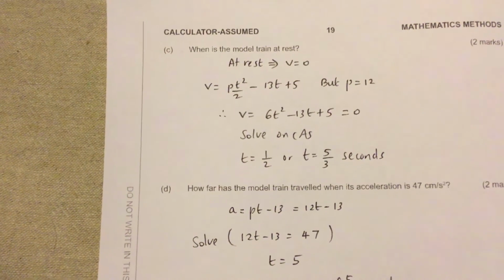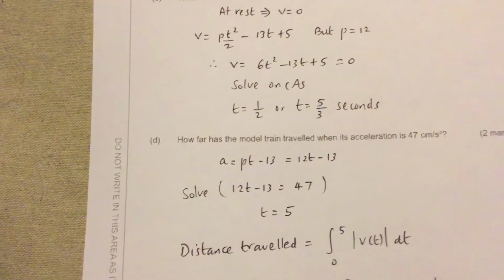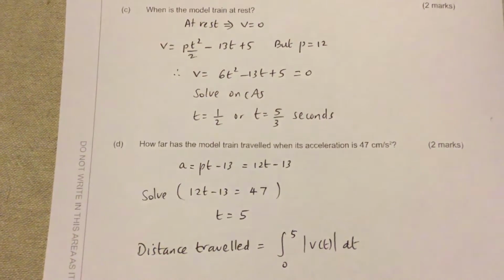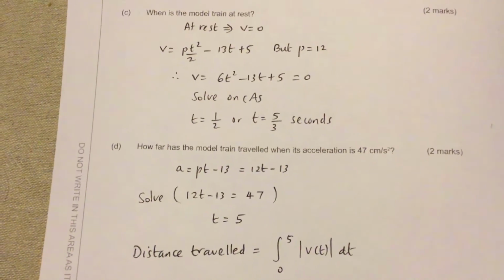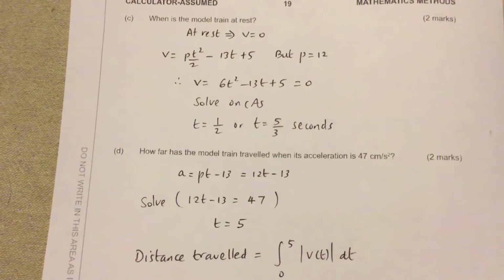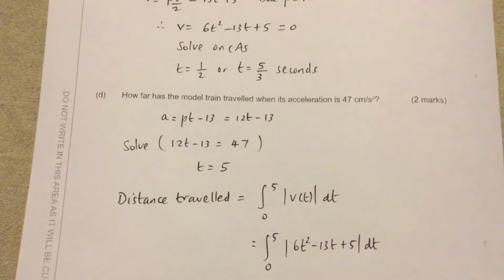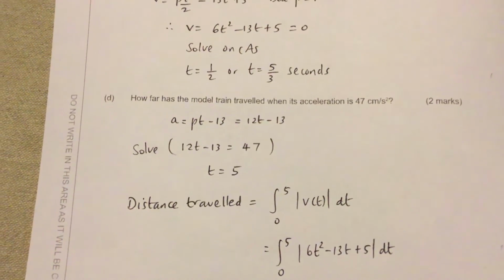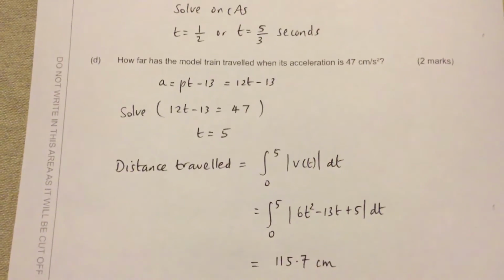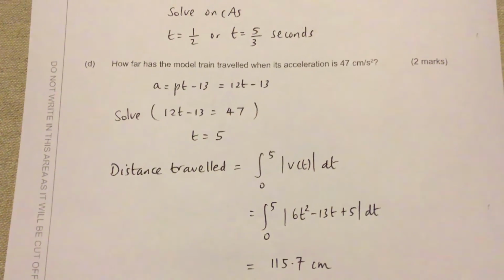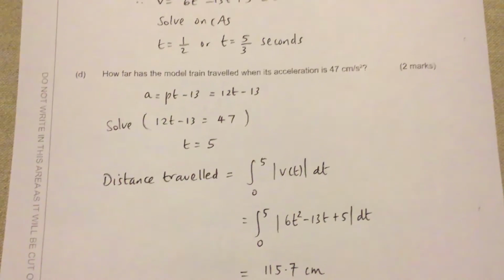So we're going to use the formula that we showed in the second online video. Distance traveled will be the integral from 0 to 5 of the magnitude of v dt, and just plug that into your ClassPad and the answer will come up as 115.7.